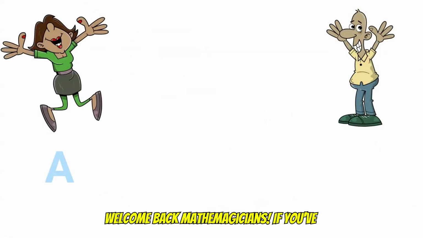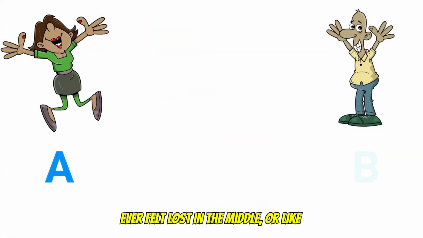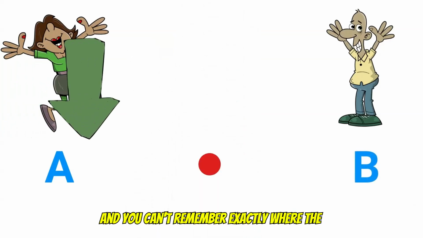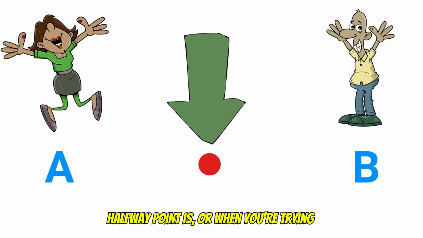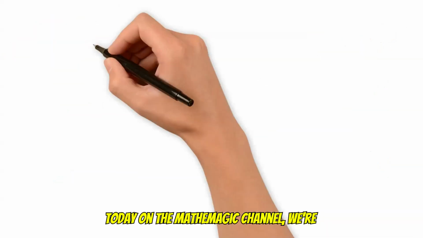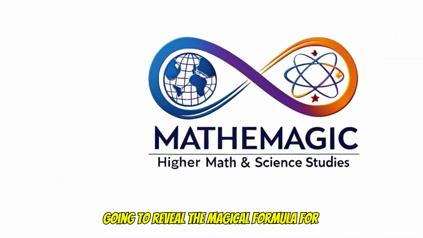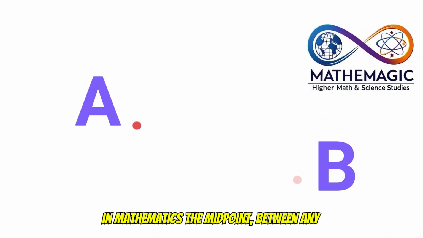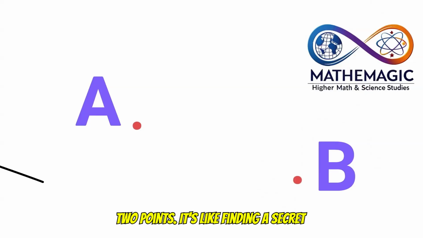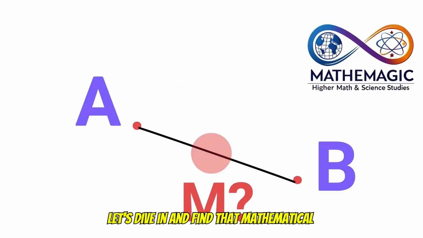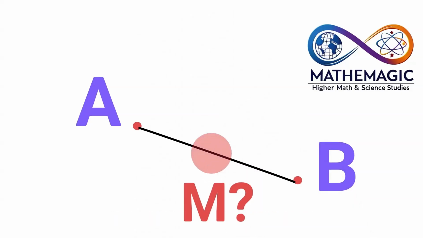Welcome back, mathematicians. If you've ever felt lost in the middle, like when you're walking to a friend's house and you can't remember exactly where the halfway point is, or when you're trying to split a pizza perfectly down the center with a friend, well, fear not. Today on the Mathemagic channel, we're going to reveal the magical formula for finding the exact middle, or what we call in mathematics the midpoint, between any 2 points. It's like finding a secret treasure on a map. So let's dive in and find that mathematical middle ground.